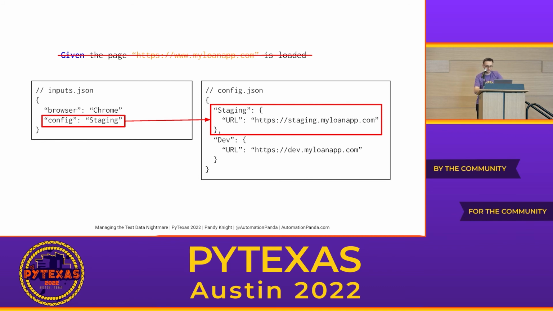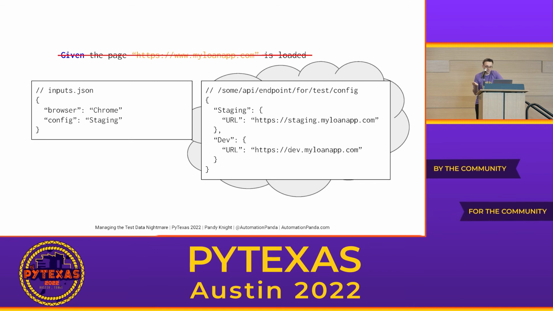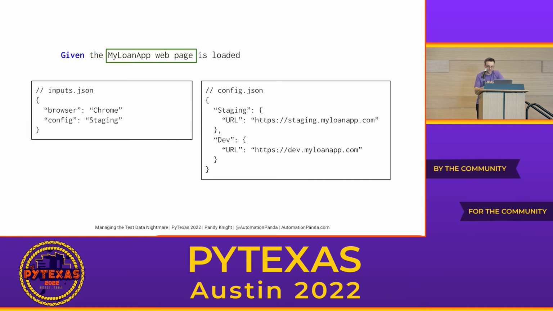If you want to be fancy, you could create a web service or something to provide config metadata, which could be especially helpful for keeping secrets like passwords safe. But creating such an endpoint may be overkill for your needs. Either way, the test case step can be rewritten to refer more generically to the web application rather than a URL. Automation can select the target environment using inputs and config metadata.